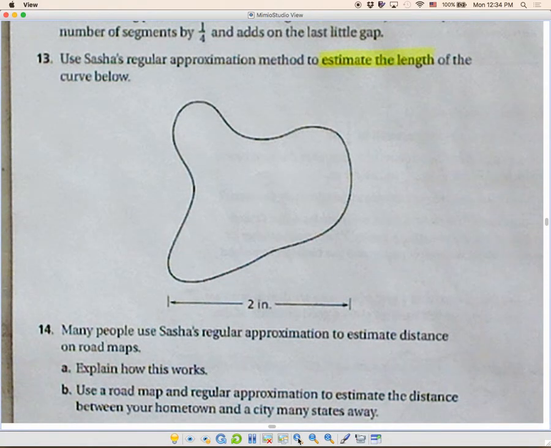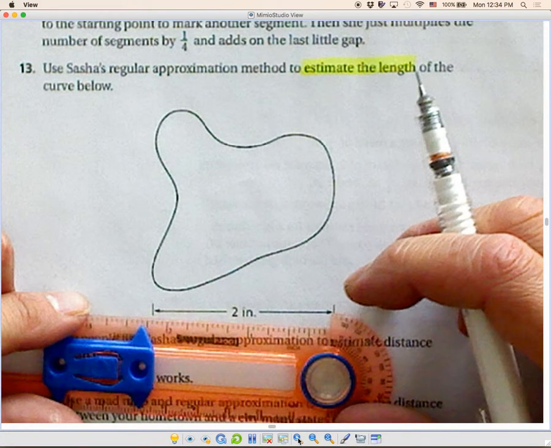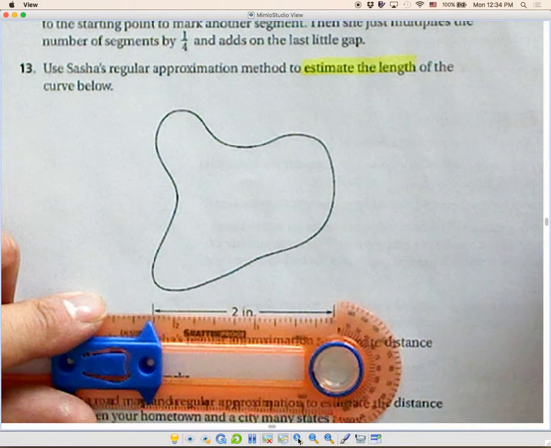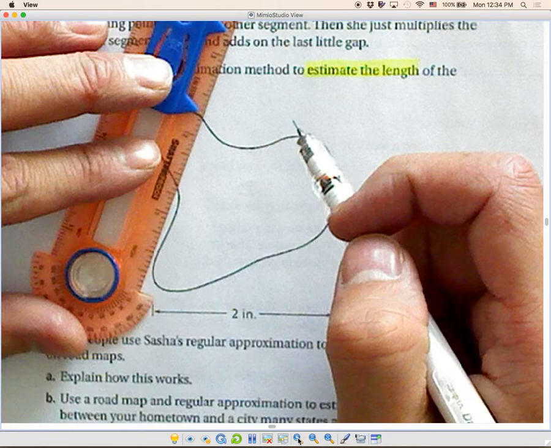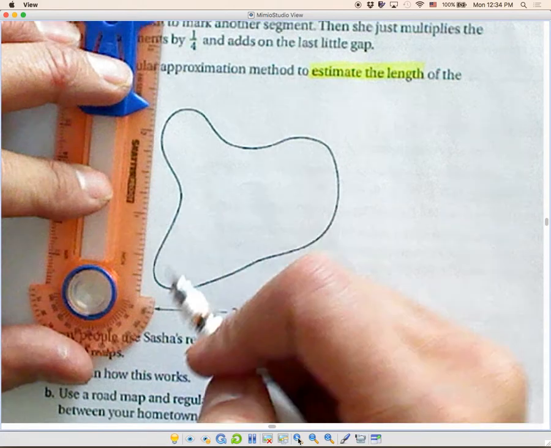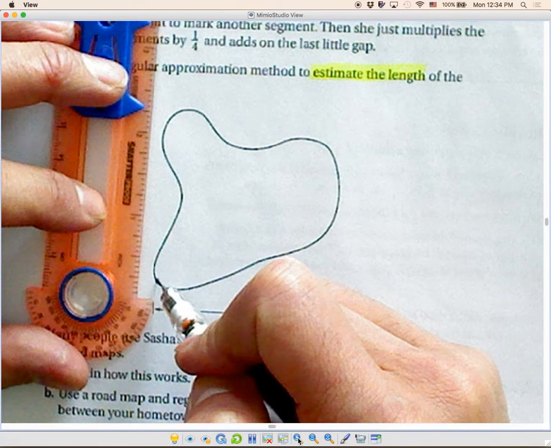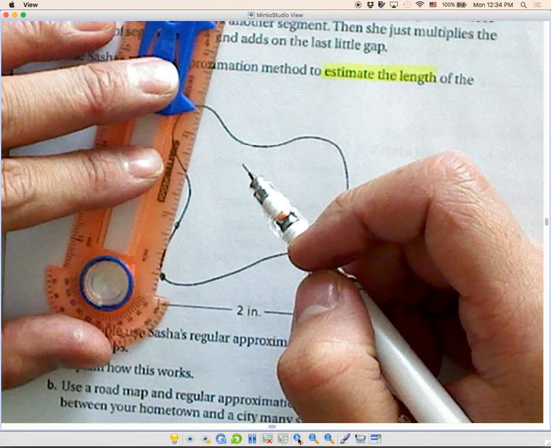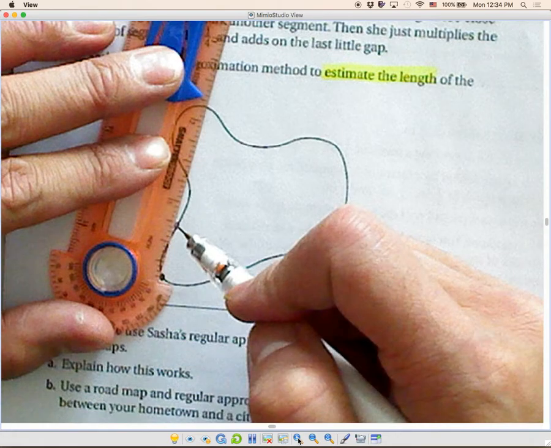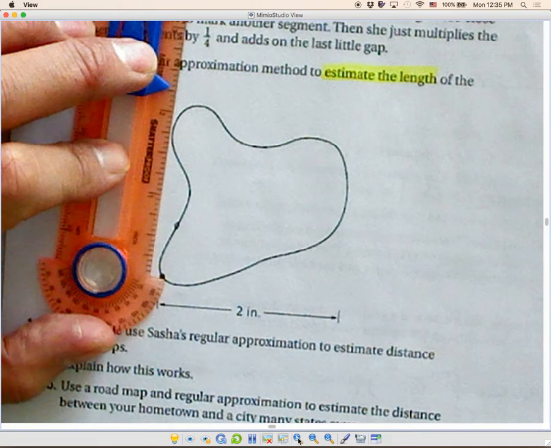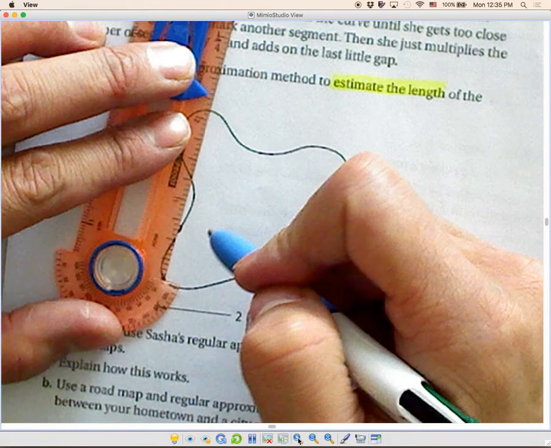So here's what Sasha did, right? So this is 2 inches, I guess. A little bit bigger than that, but anyways. There's no way that we can measure the curve with this ruler. But what Sasha did was she took 1 point and she took another point, and then she measured that part. Let's do it the easy way. Let's take 1 inch here.